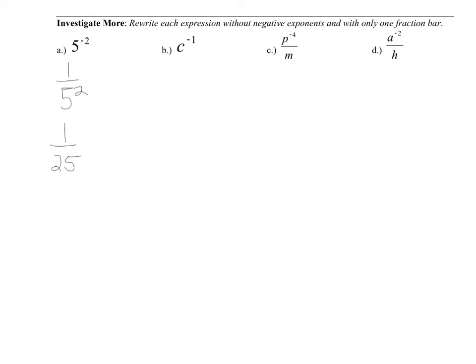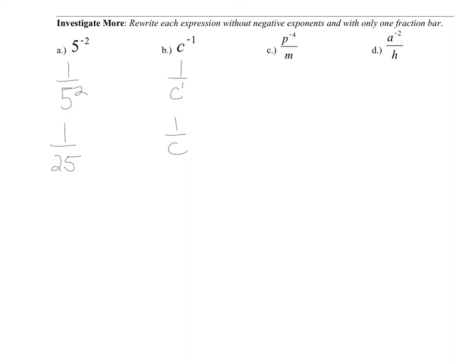So then c to the negative first, well, that would be 1 over c to the first, but we wouldn't put that to the first. We would just write that the answer is 1 over c. So now, let's take a look now as we have a fraction over here with a negative exponent in it.